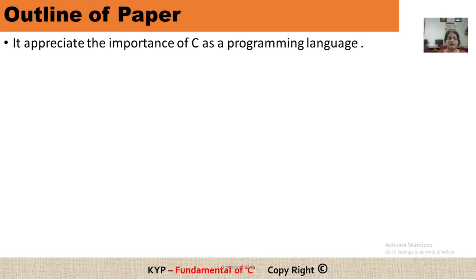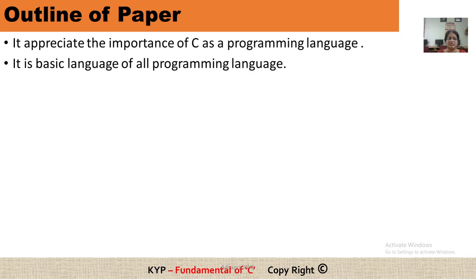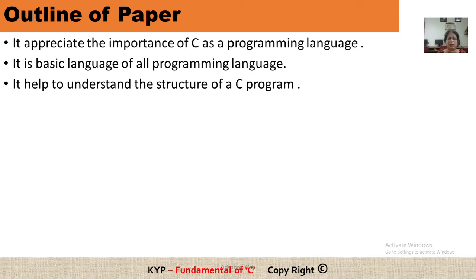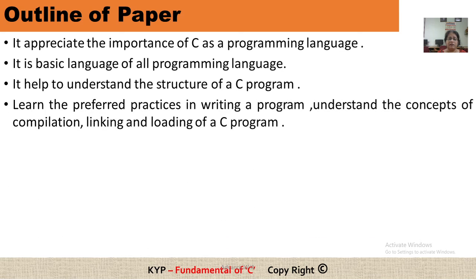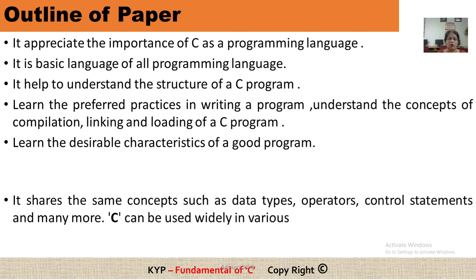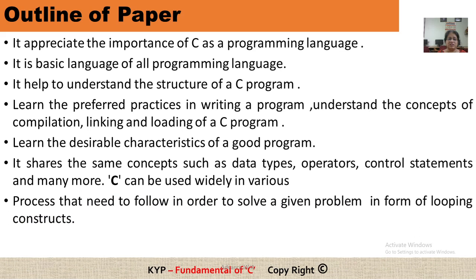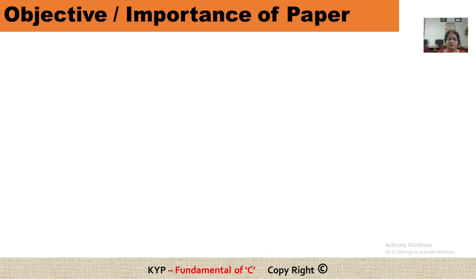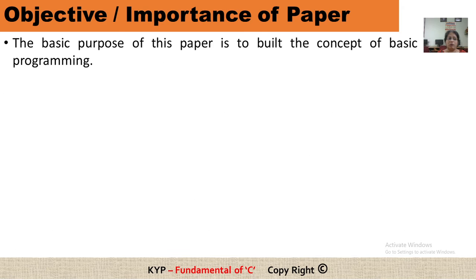Next part is the outline of the paper. What is the outline? Why do we use this programming language? It will explain the importance of such programming languages, all the basic structure of programming languages, the structure of a C program, and again we can get some practice in writing a program, understand the concept of compilation, linking, loading a C program, and all the characteristics of good programming languages, and also give the solution to form the looping construct. Okay, it can handle a large volume of data.